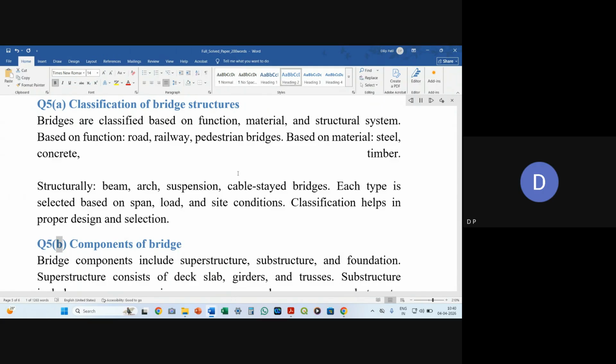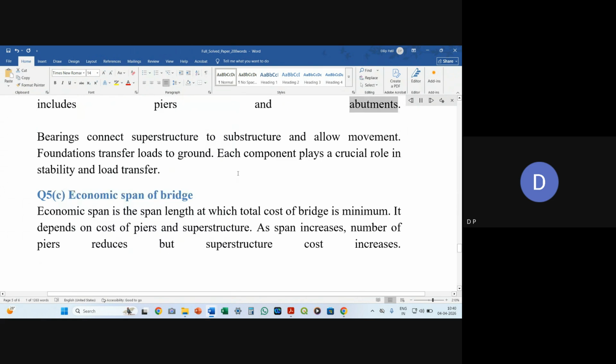Q5. B. Components of bridge. Bridge components include superstructure, substructure, and foundation. Superstructure consists of deck slab, girders, and trusses. Substructure includes piers and abutments. Bearings connect superstructure to substructure and allow movement. Foundations transfer loads to ground. Each component plays a crucial role in stability and load transfer.